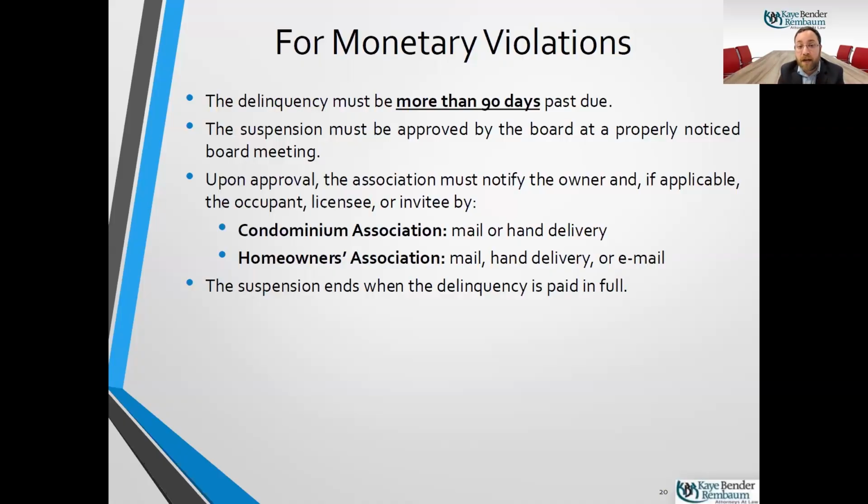And after that meeting is over, a notice should be sent by mail or hand delivery, or if someone has consented to email notice in writing, you can send it by email, basically saying, hey, at this meeting the board suspended your use rights, whether it's for fining or for delinquency, until the delinquency is paid. So if someone hasn't paid for some time, the only way to get their use rights to the clubhouse back is to bring their account current.